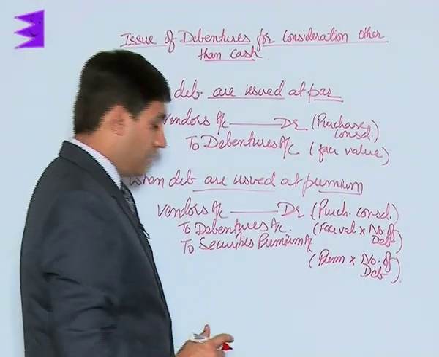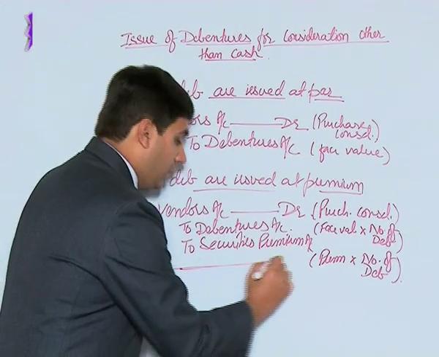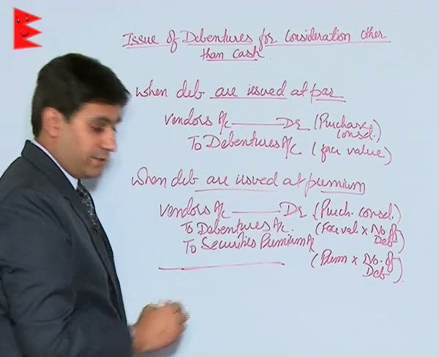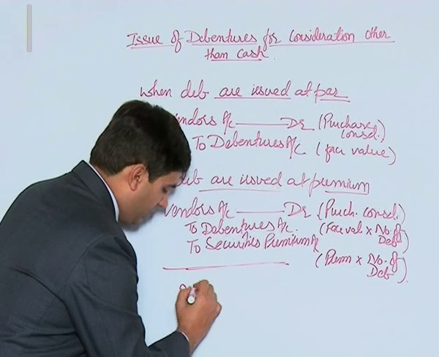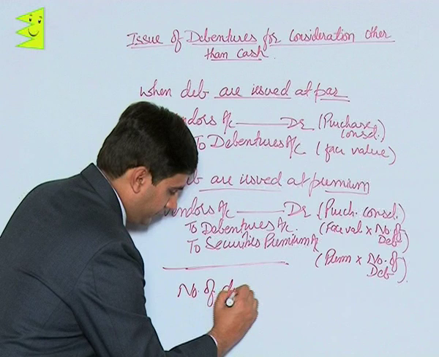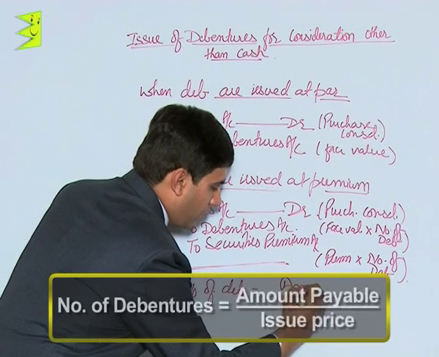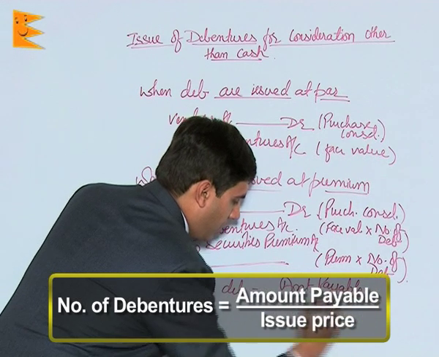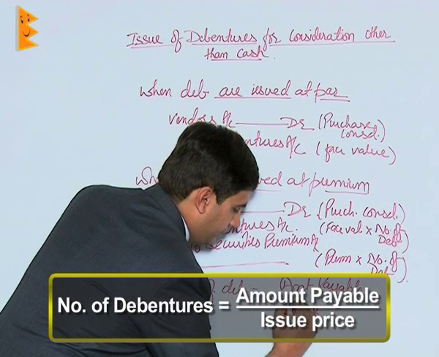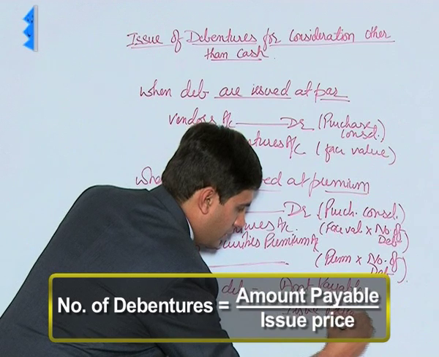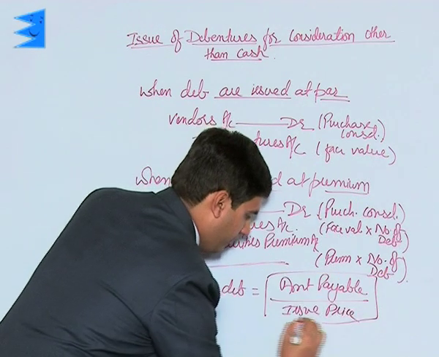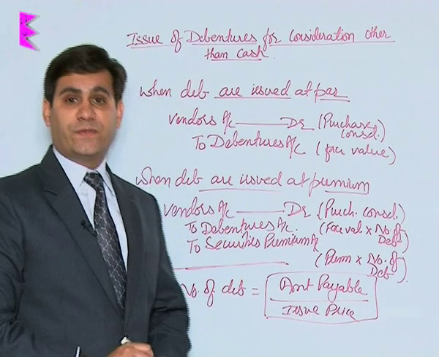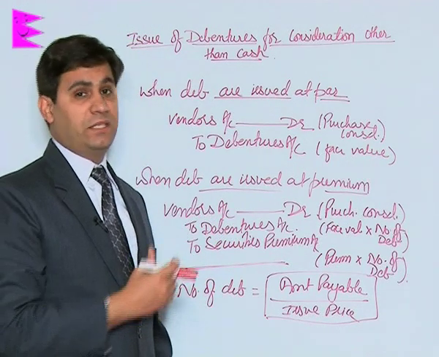Now students, remember, it is the number of debentures that have to be calculated in both these cases. So number of debentures would be equal to amount payable upon issue price. This is the formula, that is amount payable upon issue price. And issue price includes face value and premium in case premium is there.